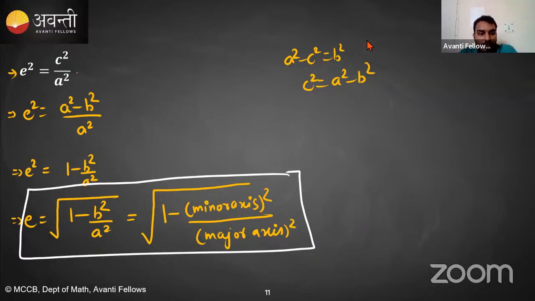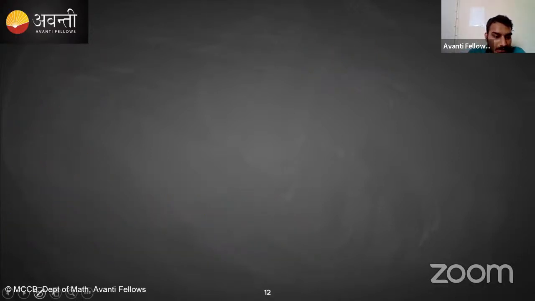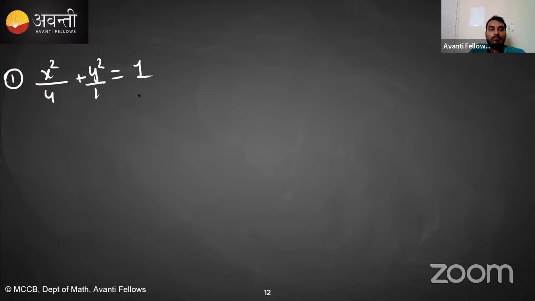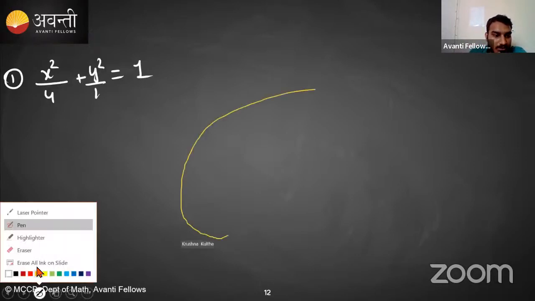Okay, students. Now, let me give you a couple of situations where you have to think about the eccentricity of the ellipse. Let me give you one example. Let's say example 1 is x square upon 4 plus y square upon 1 is equal to 1. So this is the equation of an ellipse, yes or no? If I ask you, first of all, can you tell me how to draw this ellipse? How to draw this?